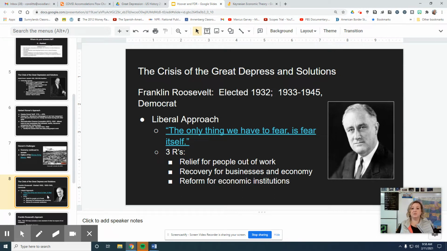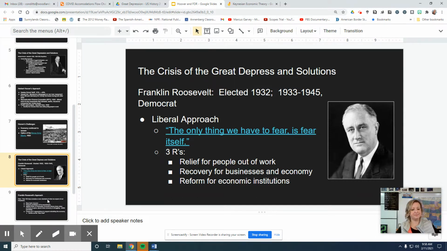And he bases those solutions around what are known as the 3 R's: relief, recovery, reform, right? Direct relief for people who are unemployed, recovery for business and the economy that's really struggling and had continued to struggle for 3.5 years. And then reform, right? Creating solutions to economic institutional problems, thinking about things like the stock market and what fixes might need to occur so it doesn't crash again. That's when we think about reform, creating some change to that institution.